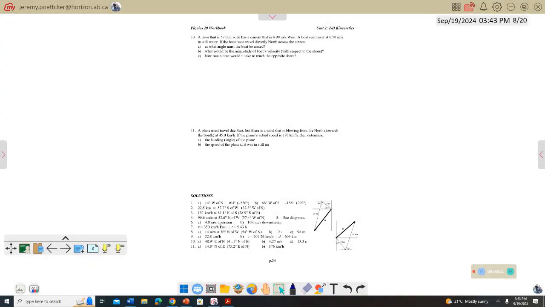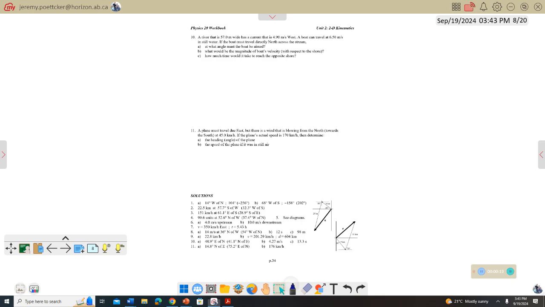Right, so quick run through question 10. A river, 57 meters wide, has a current that is 4.90 meters per second west. A boat can travel at 6.5 meters per second in still water. If it must travel directly north across the stream, at what angle must the boat be aimed?